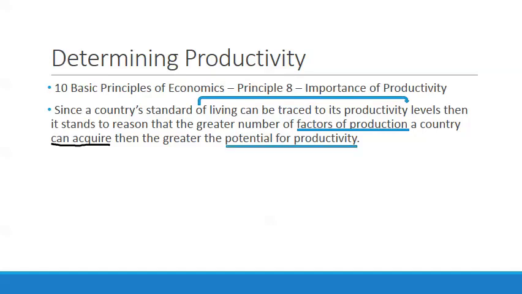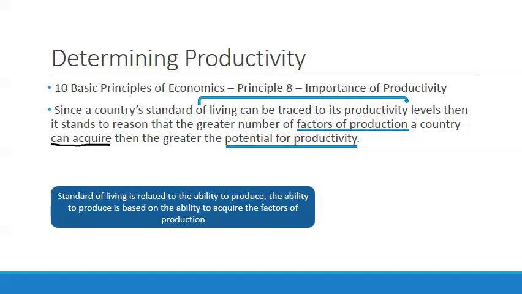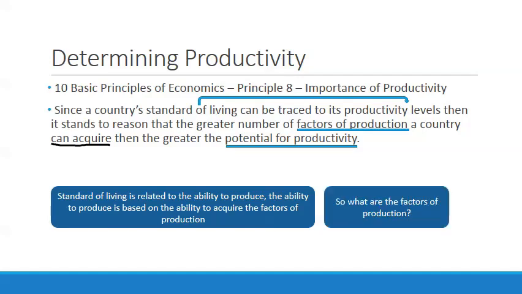So then we see this potential for productivity based on those following things. So the standard of living is related to the ability to produce. The ability to produce is based on the ability to acquire the factors of production. Really, really, really important point. So let's talk about what those factors are.